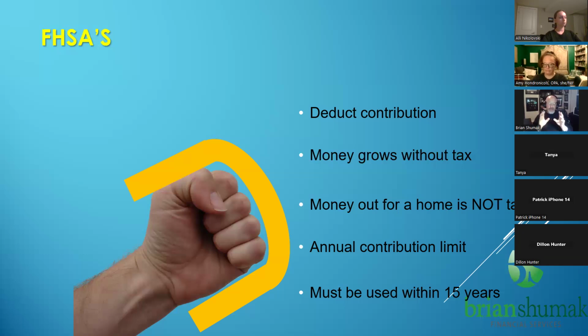Contribution room is also really important. So let's talk about the three types of investments that we've spoken about so far. With an RSP, again, you have up to a maximum of 18,000 based on prior year's income. Now, if you have maxed that and you take 10,000 out of your RSP, that contribution room is gone. You don't regain that contribution room in an RSP.